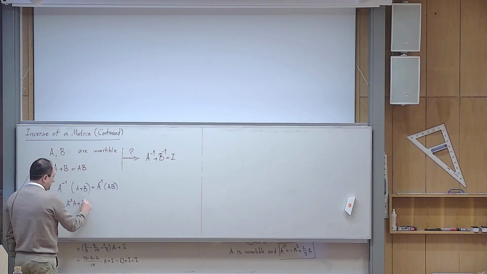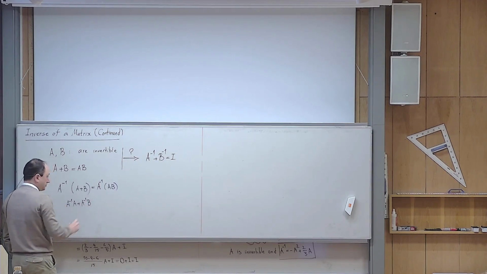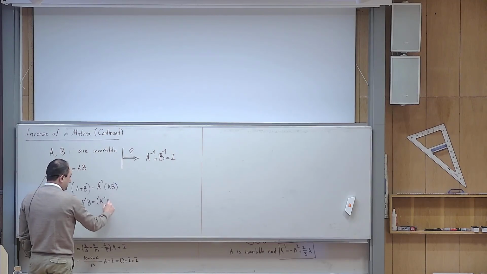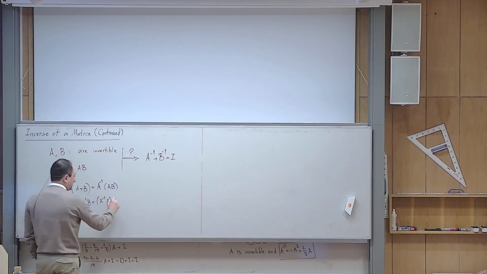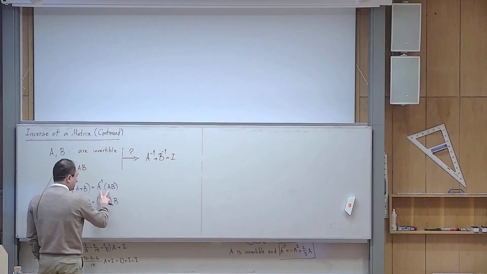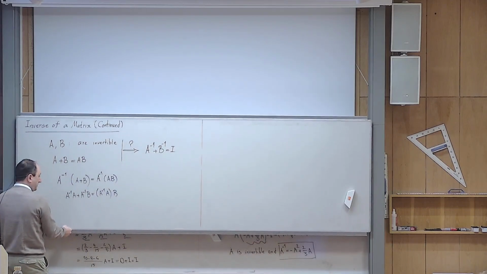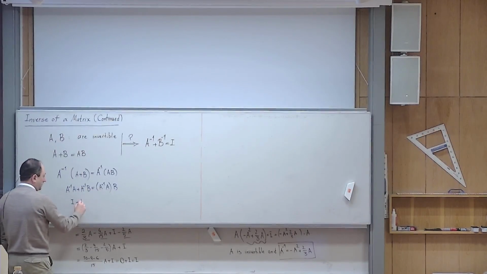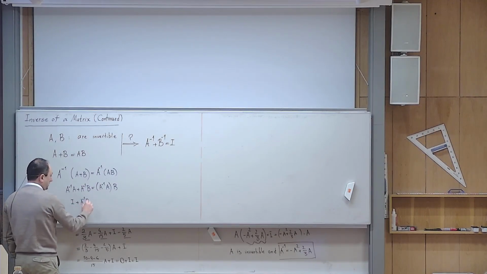This one times that one. Be careful, you are not allowed to commute. But associativity is possible. So I just remove these pair of brackets and put them around the first pair. And then you know A inverse A is I, and A inverse B is nothing I can do for it right now.